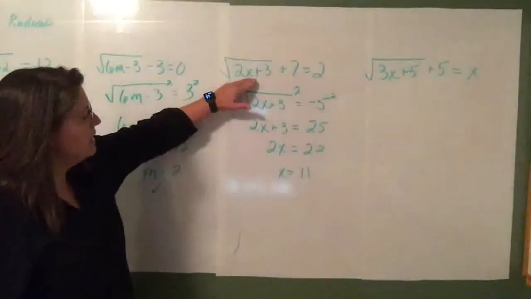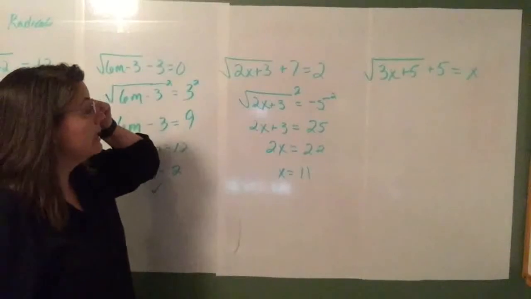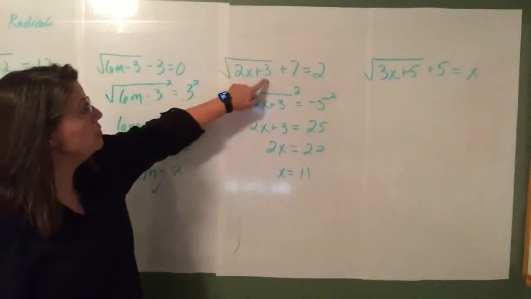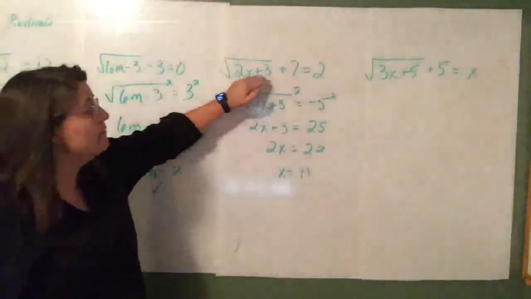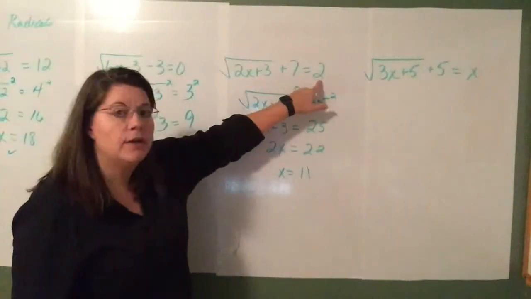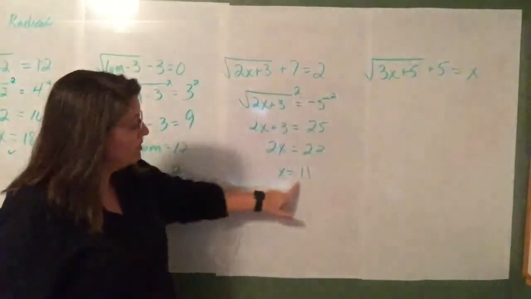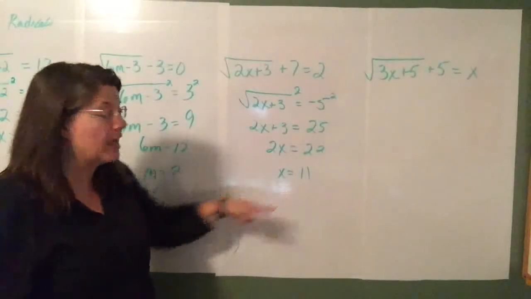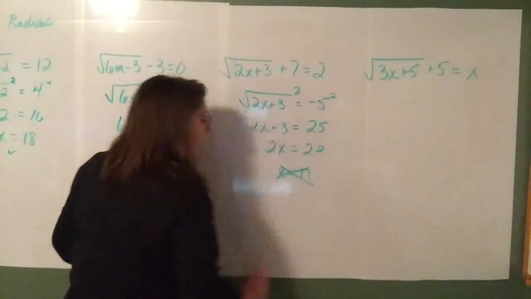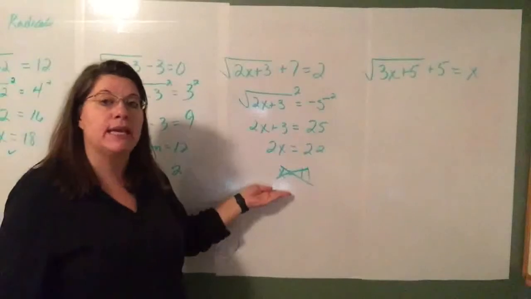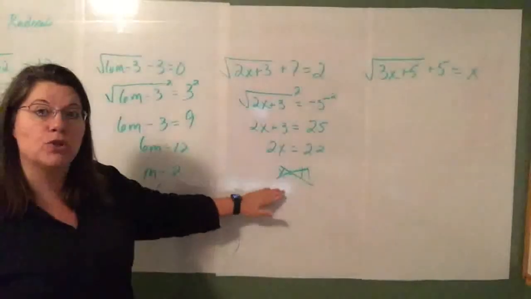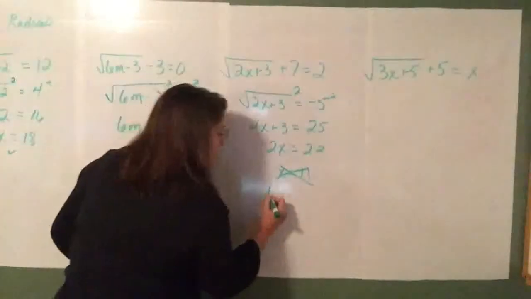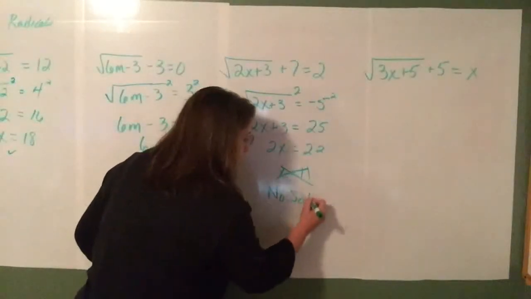11 into the original equation. 11 times 2 is 22, plus 3 is 25. Square root of 25 is 5, and 5 plus 7 is 12, not 2. This doesn't work. It gives me a false statement. I have to throw that out. Now, since that was the only answer that I got when I did the math, there are no solutions to this problem. So I would write no solution.